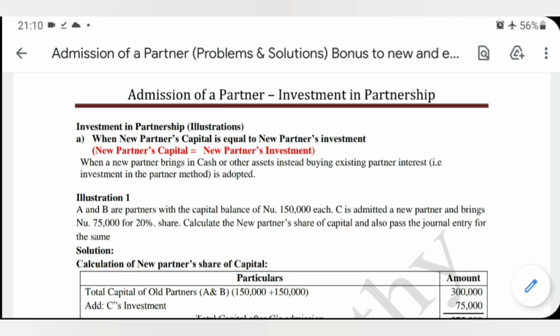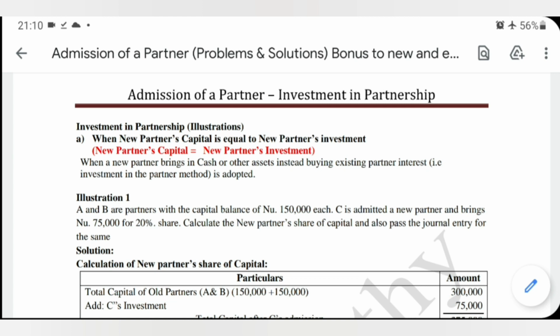With regard to the admission of a partner, the existing partner's share which is bought by the new partner can be one of the methods for the admission of a partner. There are some other cases in which the new partner may be admitted. That is investment in the partnership business and the bonus to the new and the existing partner.